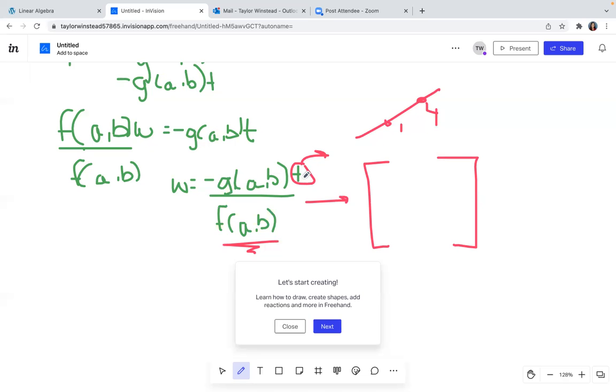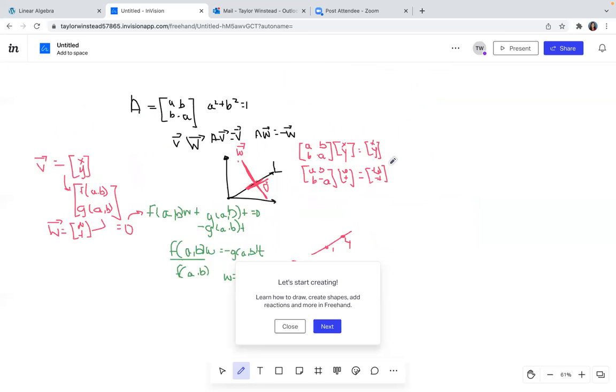So let's pick the easiest thing. We're going to say that T is 1. Well, that means that our vector for W is going to be negative G of A, comma B, divided by F of A, comma B, and 1. Let's think about that.